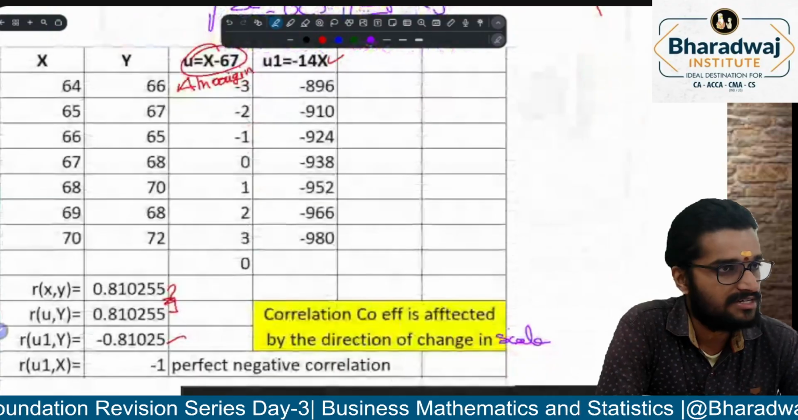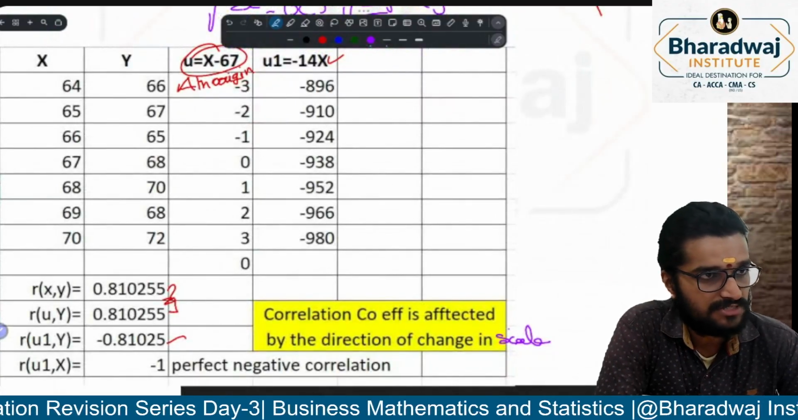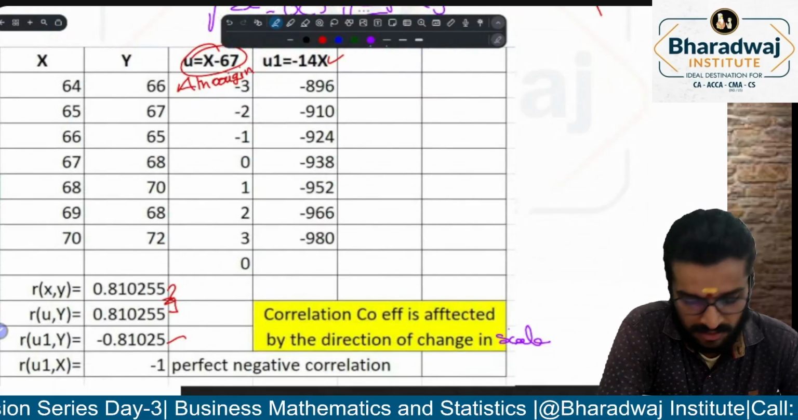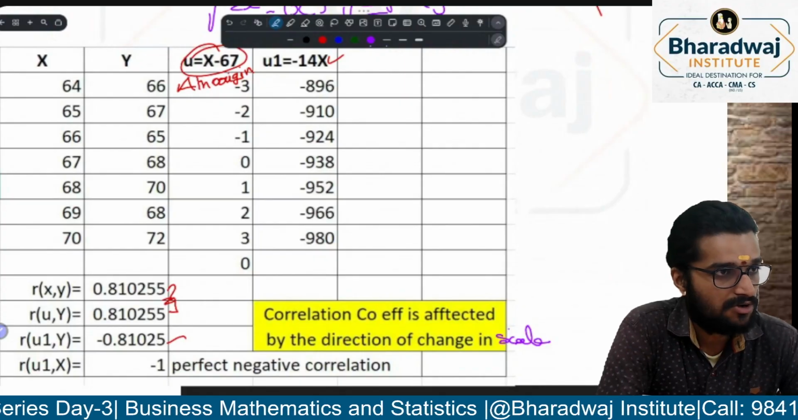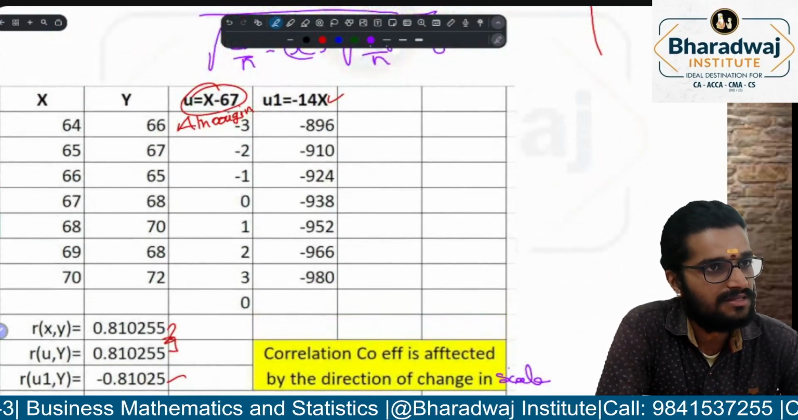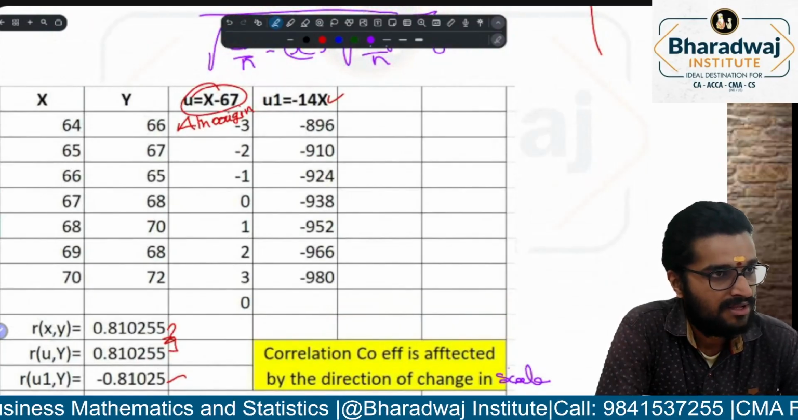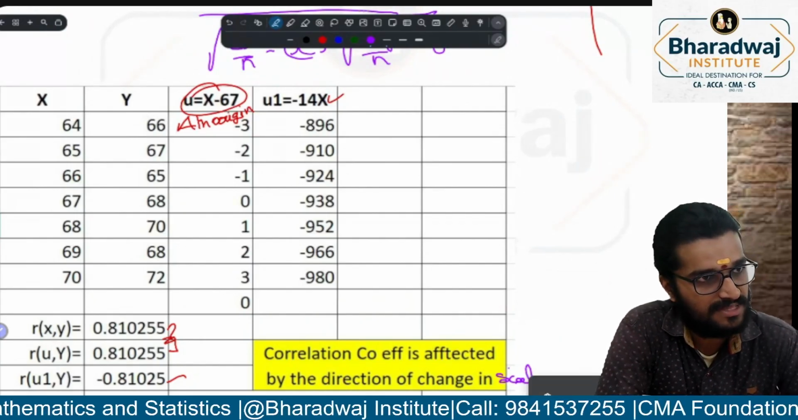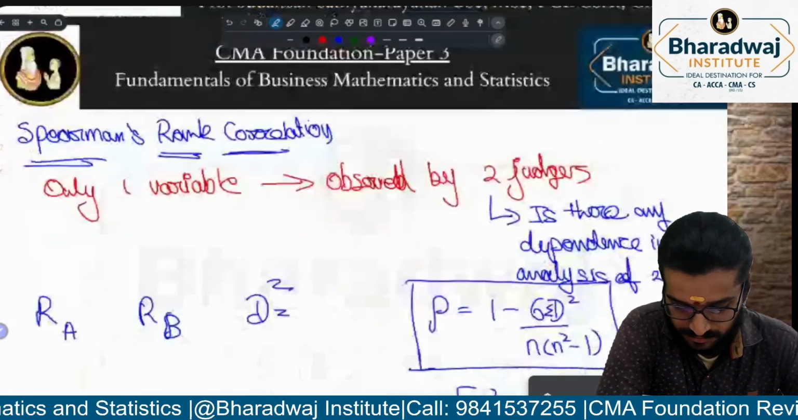And we also discussed another type of correlation, which is if the value of r is equal to plus or minus 1, we call it perfect positive correlation or perfect negative correlation, which means whatever the change in one variable, the exact same extent of change will be there in the other variable also.